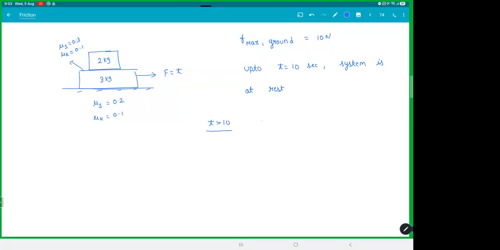Now for t greater than 10 seconds, both the blocks, we don't know actually what can happen. So we will start with an assumption: let both the blocks go together. Again, you go back to the process. You start with an assumption that they are going together. Now when you draw the free body diagram, see how it looks.